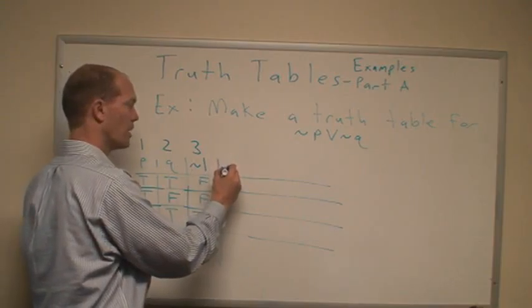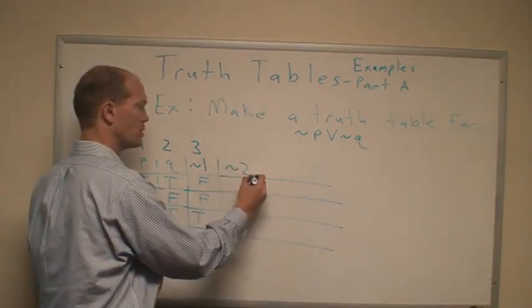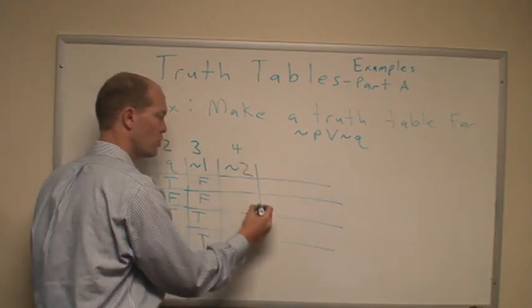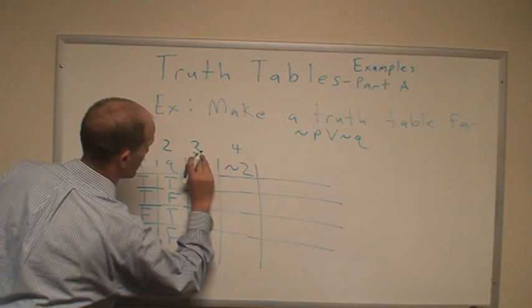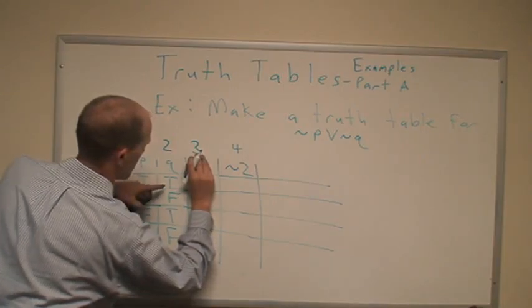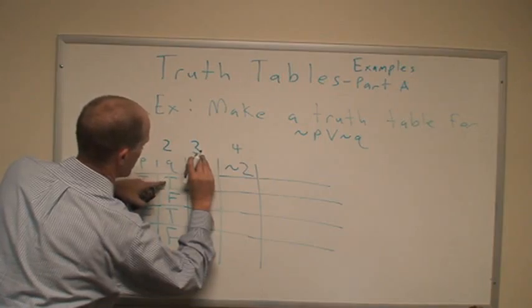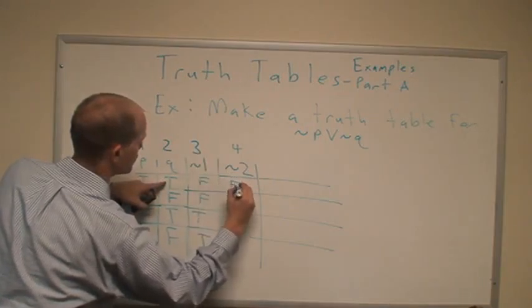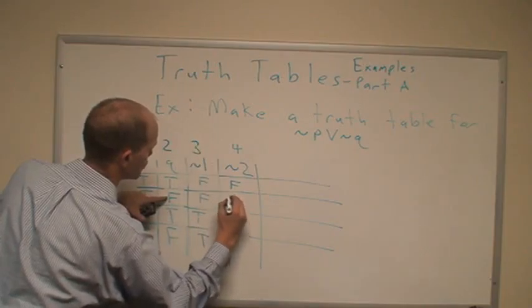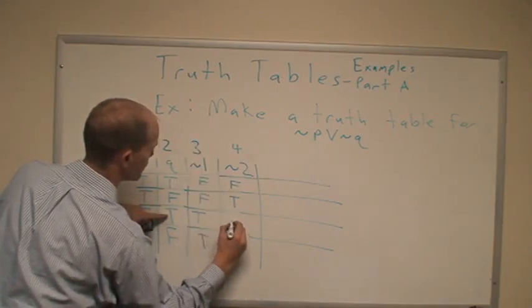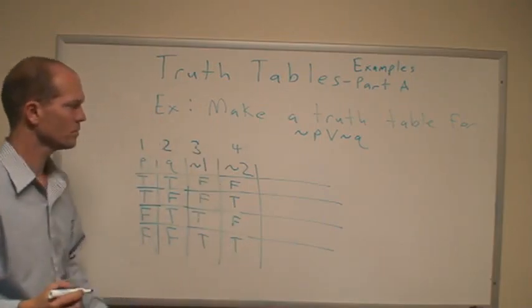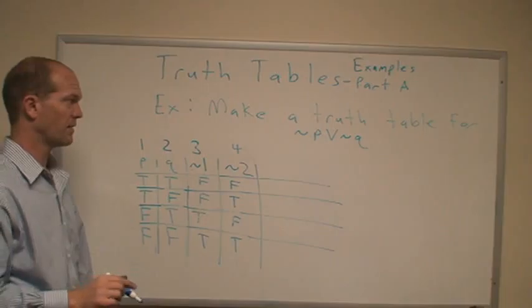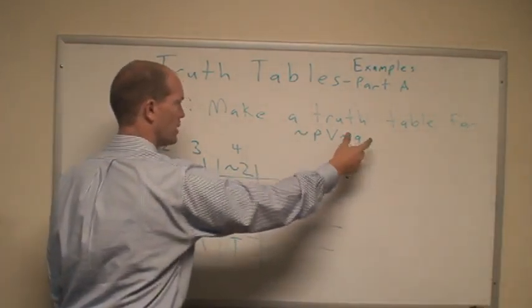In column 4, I will put the negation of Q, which is the negation of what's in column 2. Going through that, I would highly recommend that you cover up your columns and your truth tables with your arm or a pencil or something like that. Maybe a finger. The negation of something that's true is false. Negation of something false is true. Negation of something true is false. Negation of something false is true. So at this point, I've negated P, I've negated Q.